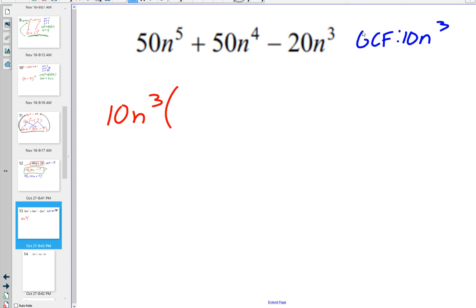50 divided by 10 is 5. If I started with 5 n's, but I've divided out 3 of them, how many n's are left? 2. 50 divided by 10 again is 5. If I started with 4 n's and I divided out 3 of them, how many are left? 1. Negative 20 divided by 10 is negative 2. If I started with 3 n's and I divided them all out, how many n's are left? None. Yeah, all the little n's went to the market.